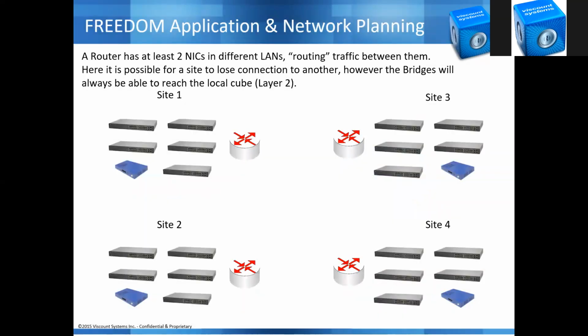A router has at least 2 network interface cards in different local area networks, routing traffic between them. Here, it is possible for a site to lose connection to another. However, the bridges will still always be able to reach their local cube.